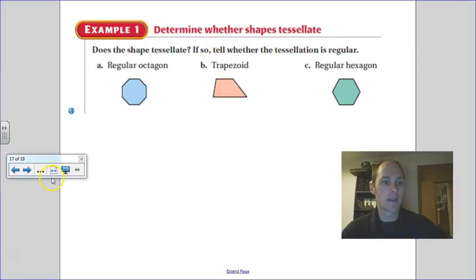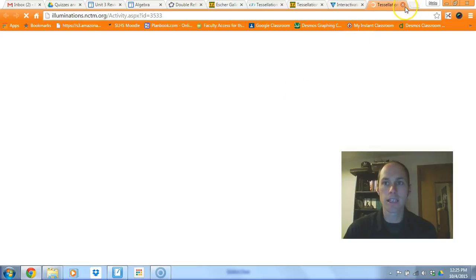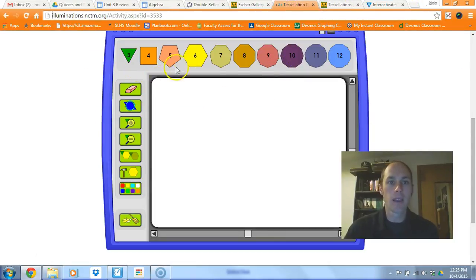First of all, I'll give you a link that you can play around with these, but you want to determine if these shapes tessellate. Do they fit together with no gaps or overlaps? So if you'd like to try this out, you want to see if an octagon, trapezoid, or regular hexagon tessellate. If we click this link, it'll take us to this tessellation creator, and we can try that out.